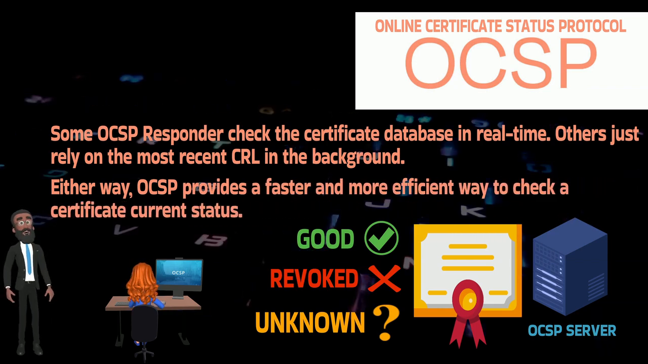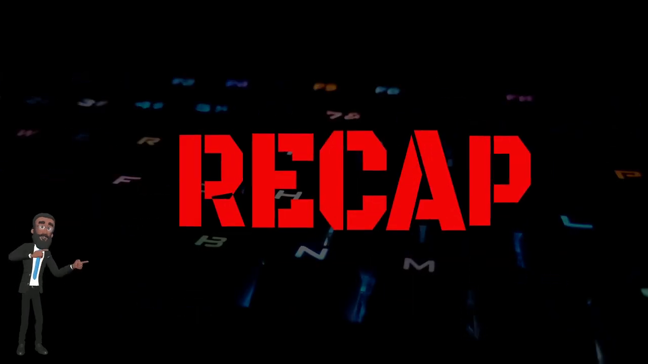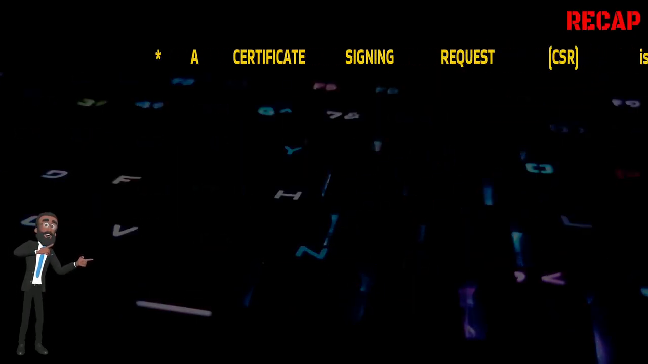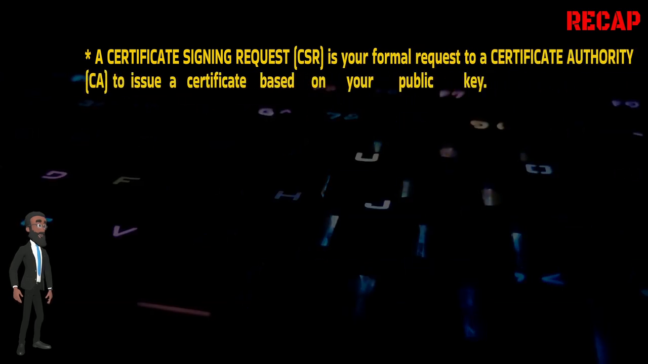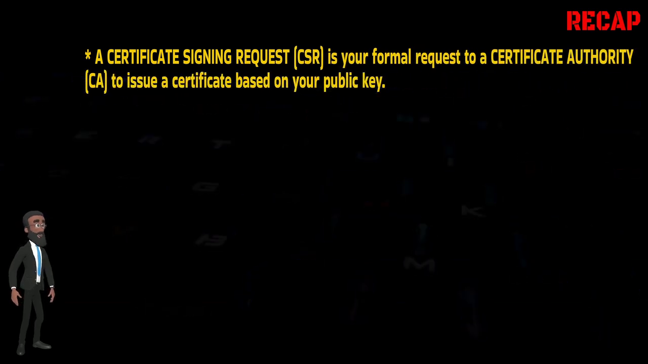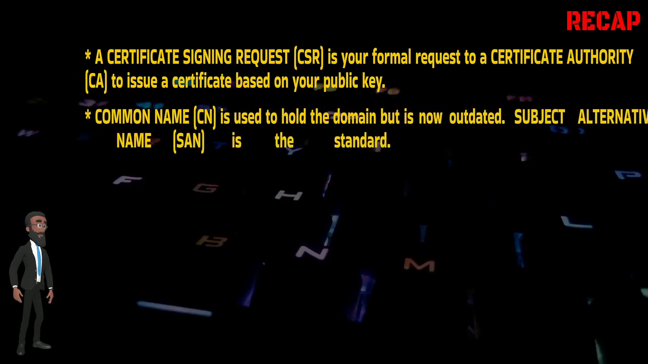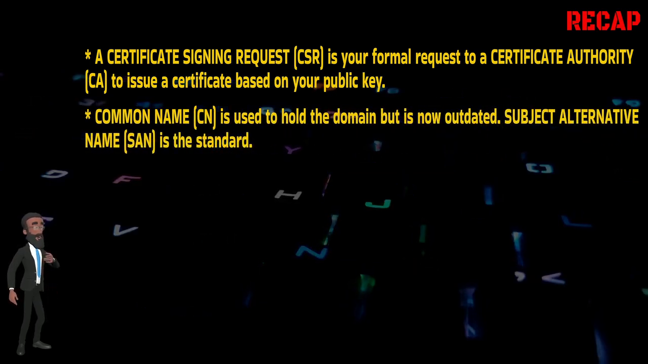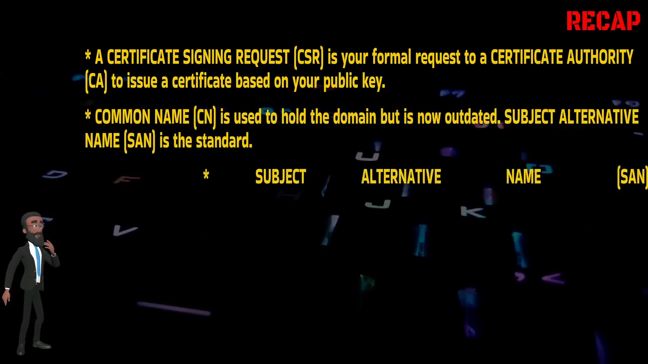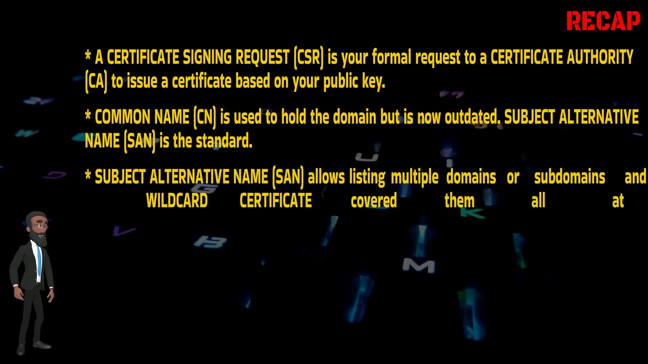All right, that's it for now. I know that was a lot. Let's go over what we learned. We learned a CSR is your formal request to a CA to issue a certificate based on your public key. We also learned that CN is used to hold the domain but is now outdated. SAN is the standard. We learned SAN allows listing multiple domains or subdomains, and wildcard covers them all at one level.